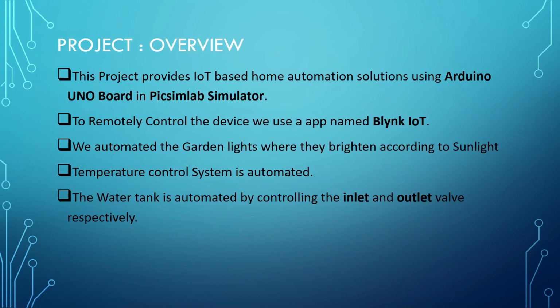Now let us discuss about the project. First of all, we discuss the overview of the project. This project provides IoT-based home automation solutions using Arduino Uno board in PiximLab simulator. To remotely control the device, we use an app named Blink IoT. We automated the garden lights where they brighten according to sunlight. Temperature control system is automated. The water tank is automated by controlling the inlet and outlet valve respectively.